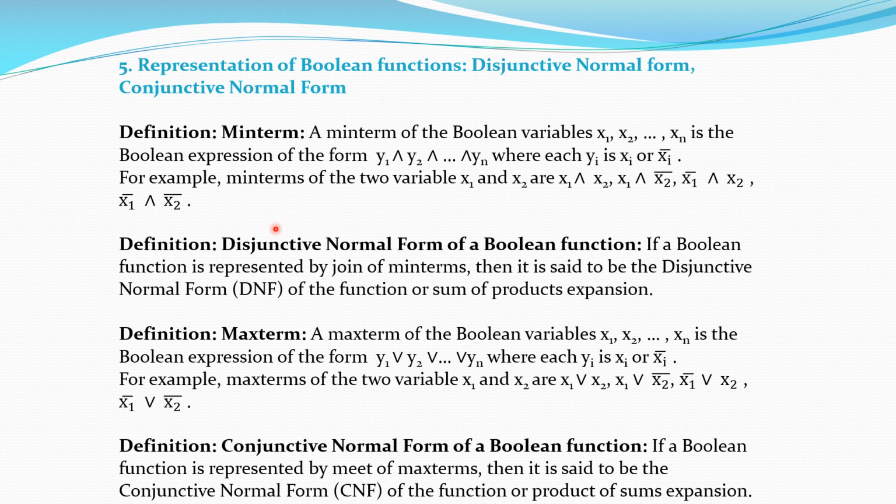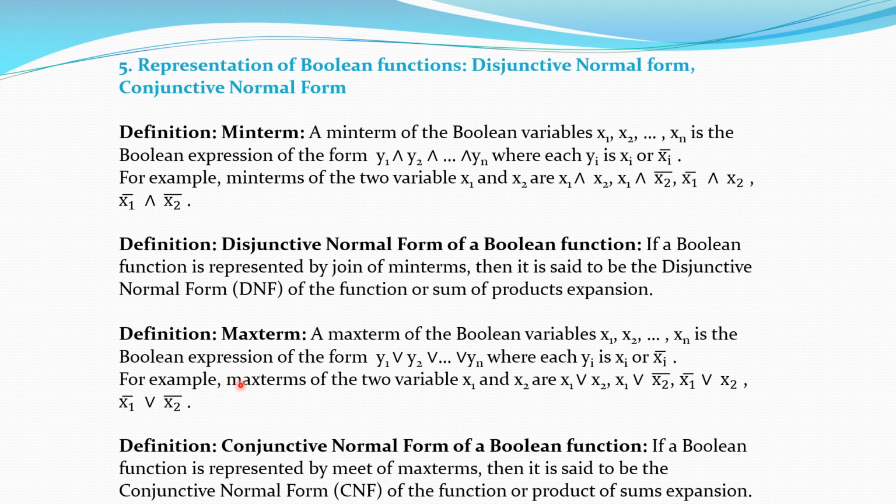So, how is a min term obtained? By writing the variables x1, x2, xn in the form y1 meet y2 meet yn, where you have to take each yi as the variable itself or its complement. Now, disjunctive normal form of a Boolean function. If a Boolean function is represented by join of min terms, then it is said to be the disjunctive normal form DNF of the function or sum of products expansion.